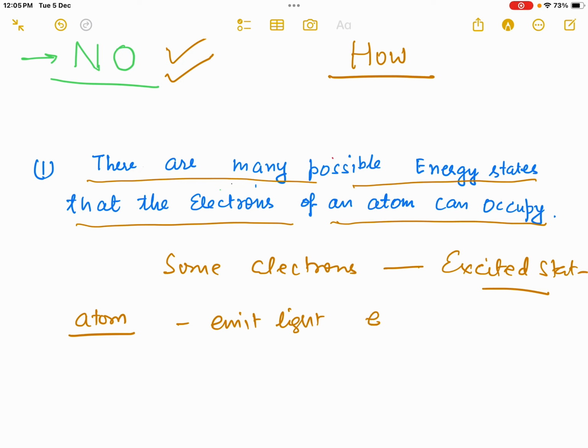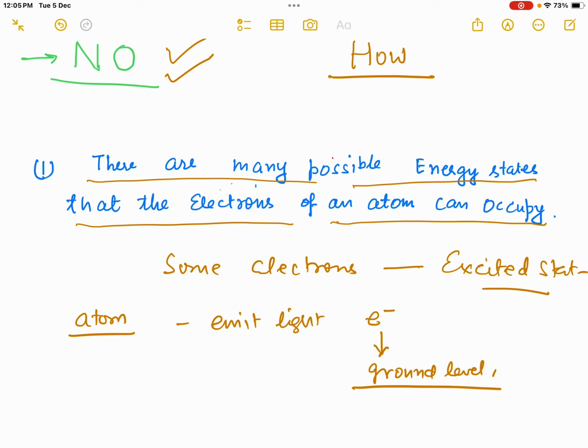An atom which has electrons in an excited state will emit light when the electrons come back to their original ground level. So this is the difference. But the other atom, which has all its electrons in the ground level, will not emit any light. So this is the difference between the two atoms.